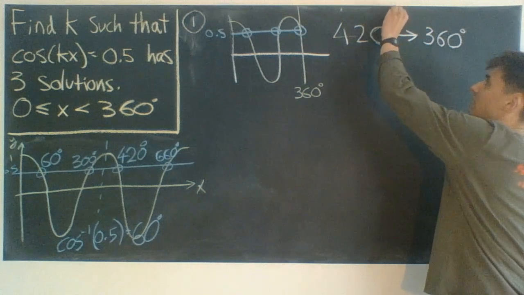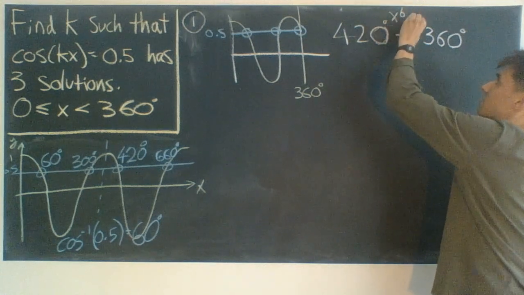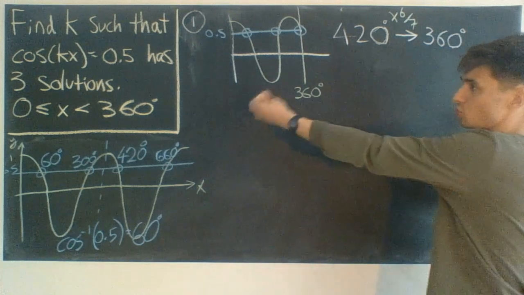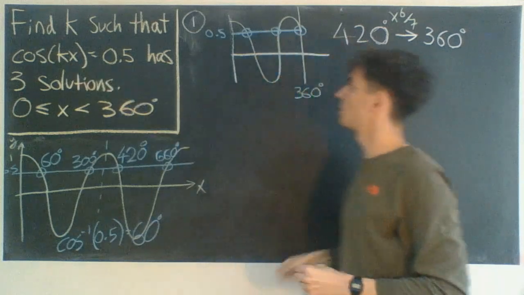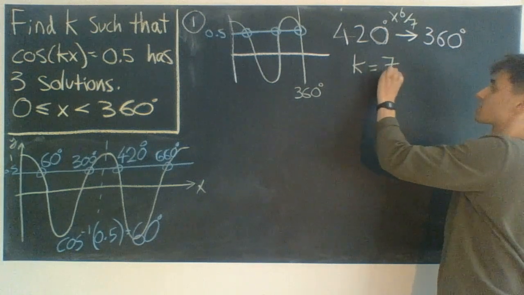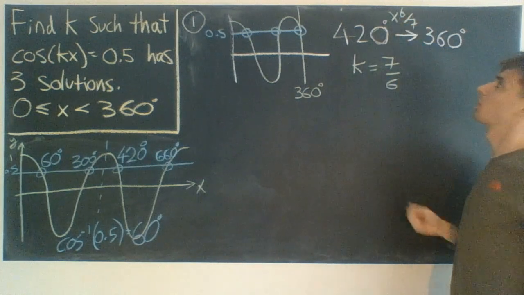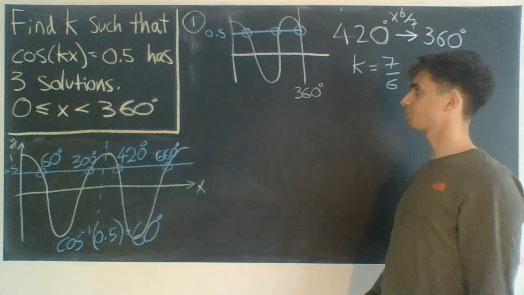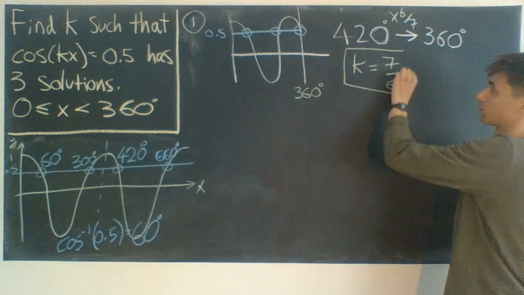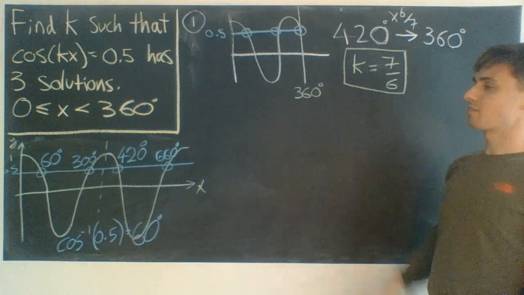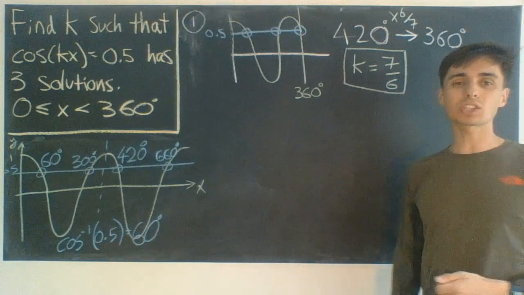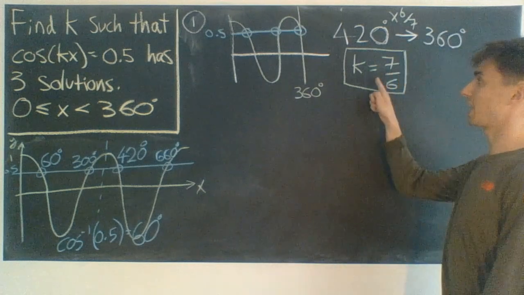So this scale factor here would be times 6/7. And because things are inverted when we're thinking of stretch or compressions on the x-axis, that would mean k for this graph would have to be 7/6. We take the reciprocal of that times 6/7. What that's telling us then, this is a key value for k. When k is 7/6, we just about get our 3 solutions. That's going to be the smallest value of k that we're allowed then.